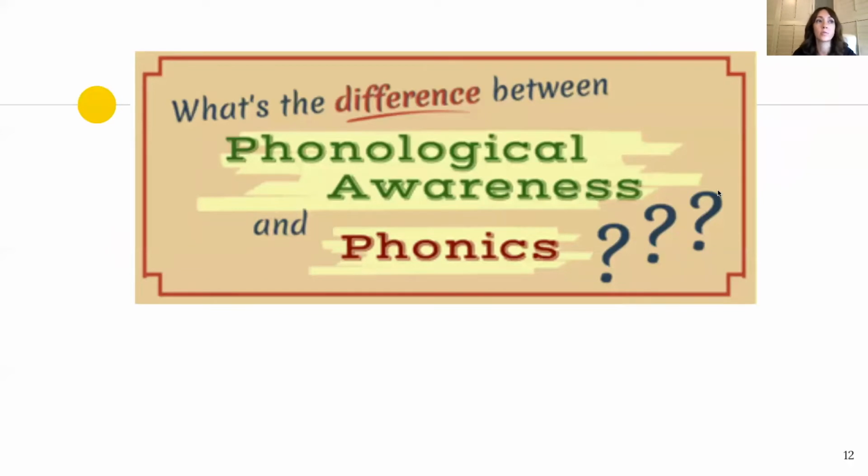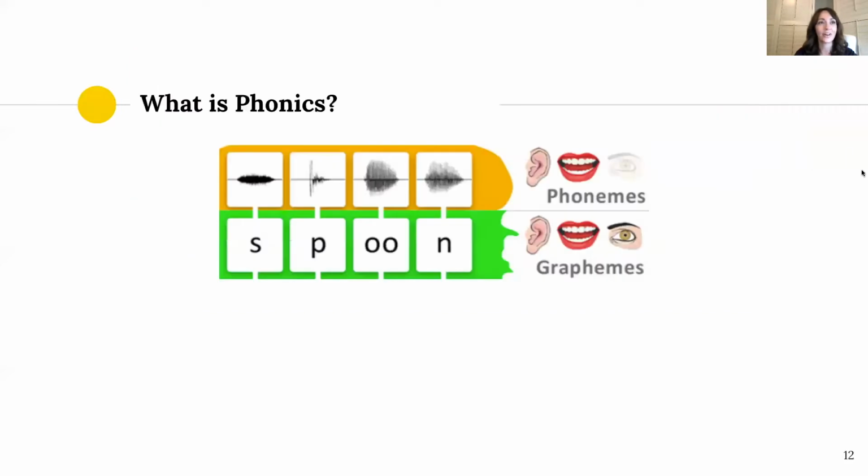So what is the difference between phonological awareness and phonics? Phonics is that letter sound correspondence. Phonemes, those are individual sounds. Graphemes are just the letters. And the reason we don't say letters is because, for example, OO is a grapheme that makes the oo sound in spoon. So phonemes and graphemes. Phonics is just that. We're matching each sound to each grapheme, to the letter or letters that represent it in a word.